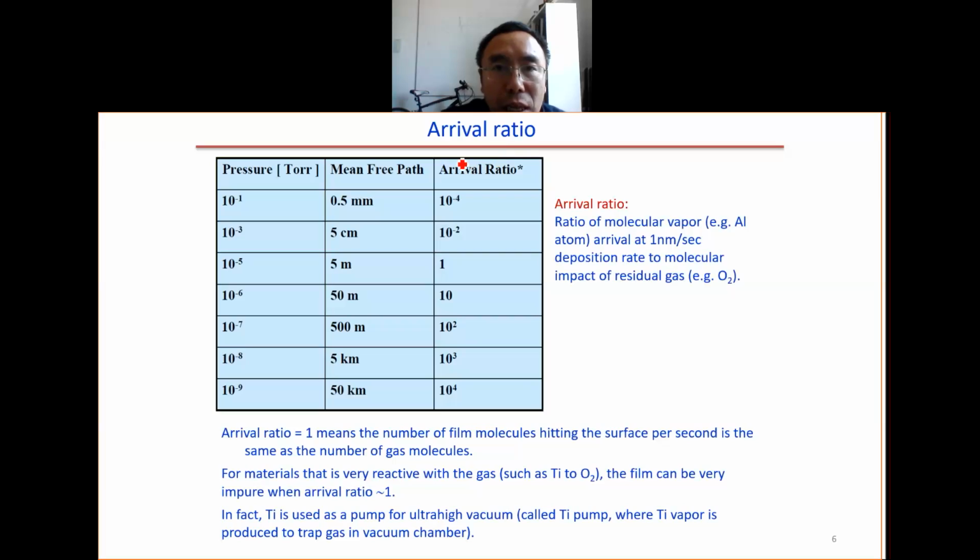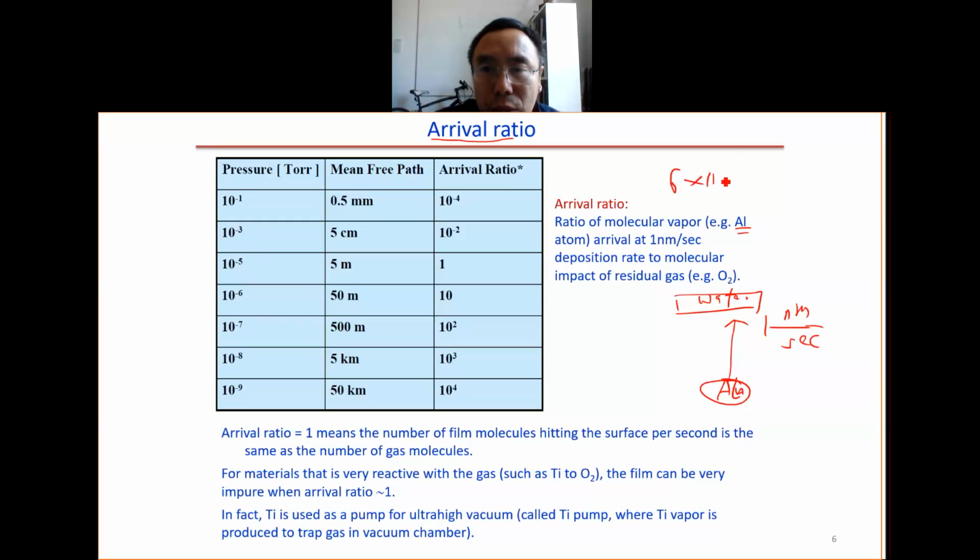Another concept is the arrival ratio. For example, we have aluminum. Here is the case for the aluminum film. We have the wafer here, and we have the deposition. This deposition gives you 1 nanometer per second. So this corresponds to 6.